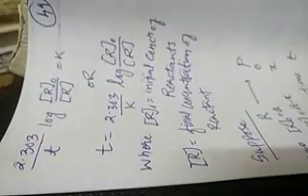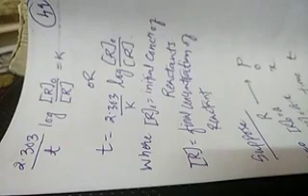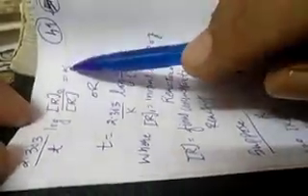Hello, dear students. In the last period, we have studied the first order reaction, and for the first order reaction, we have derived this equation: the rate constant k is equal to 2.303 by t log of R0 by R, or we can say that t is equal to 2.303 by k log of R0 by R, where R0 is the initial concentration of reactant and R is the final concentration of reactant.